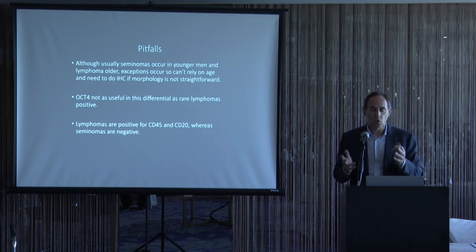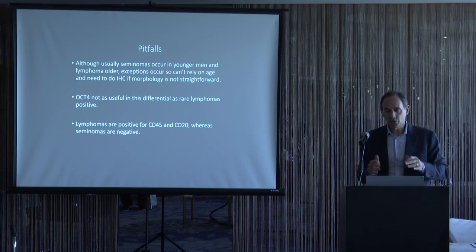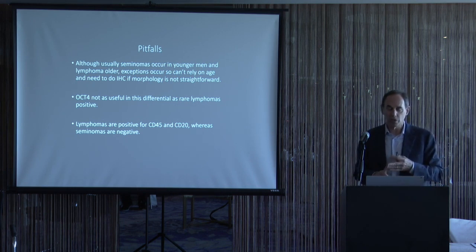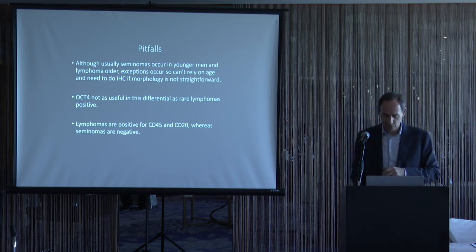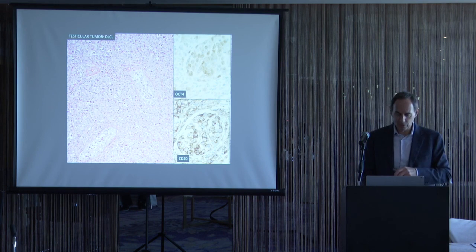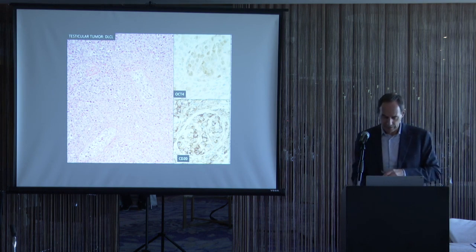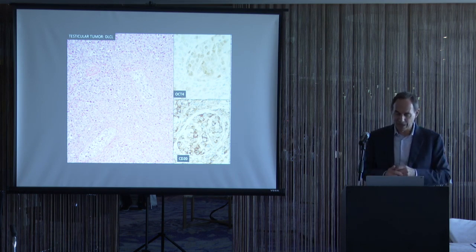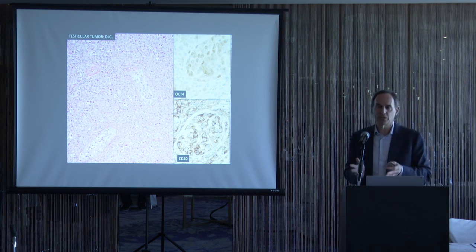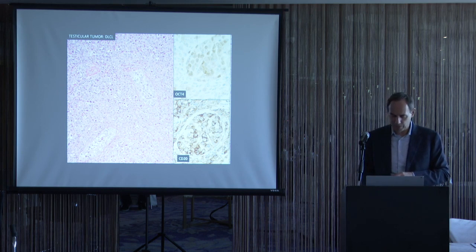The key thing is to think, could this be a lymphoma, do immunohistochemistry. OCT4, you have to be careful. There are some lymphomas that are OCT4 positive, but basically almost all lymphomas in the testes are going to be B-cell lymphomas. They'll be CD45 and CD20 positive. Diffuse large B-cell lymphoma, OCT4 is negative, or I should say OCT4 is positive in this case, showing you why, again, you have to be careful with OCT4, but the CD20 is diffusely positive, telling you it's lymphoma. But seminomas would never be CD20 positive.